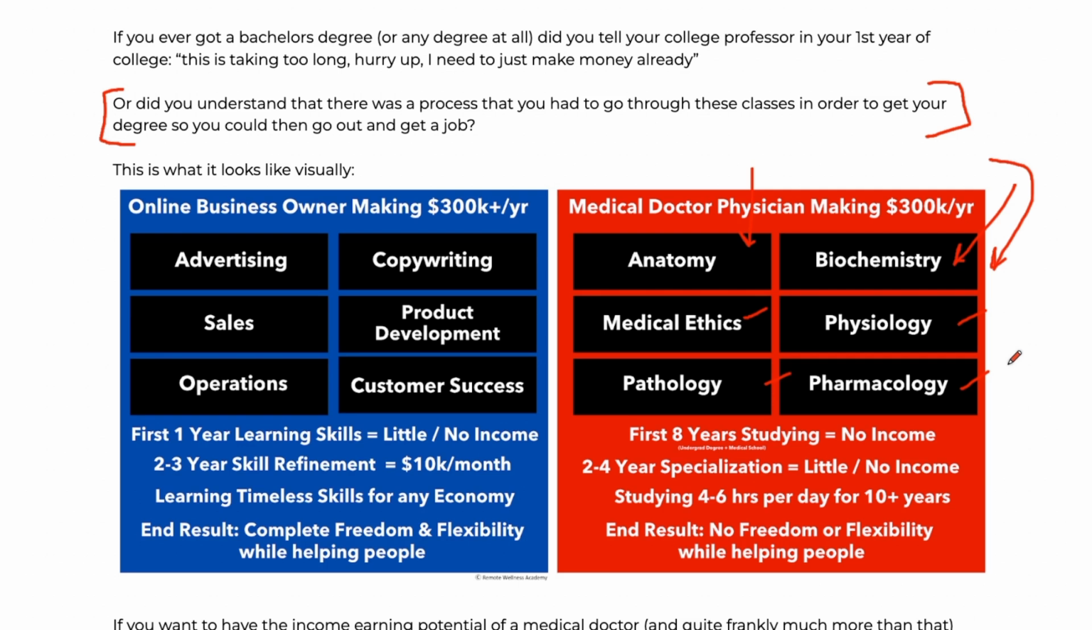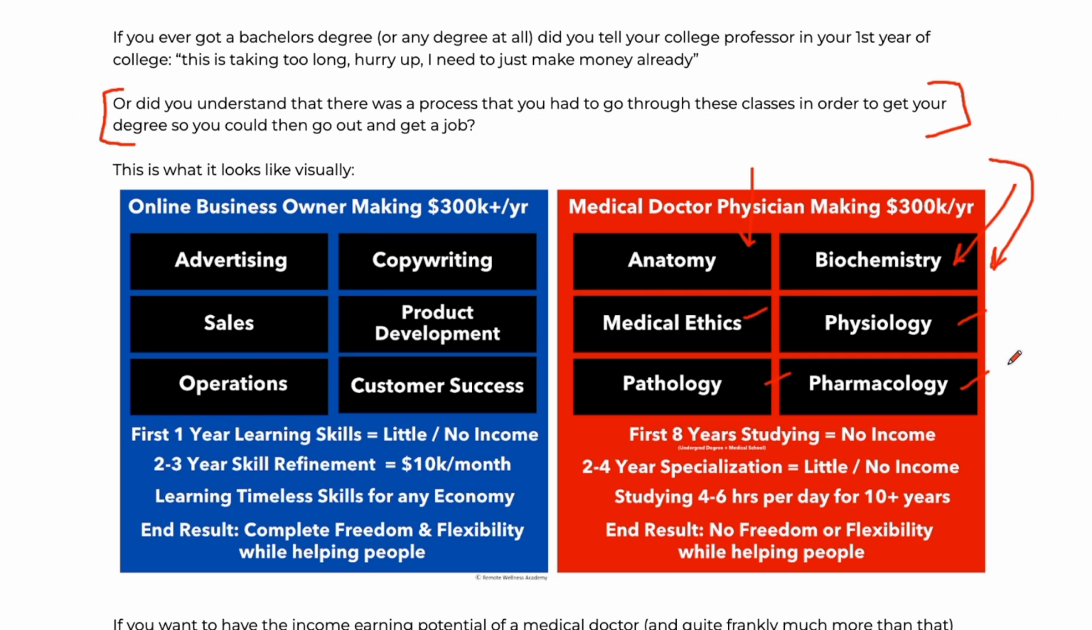And then even when they graduate from medical school, they have this residency, right? Even then, they're not making $300,000 a year. $300,000 a year is typically what somebody who has a specialization, somebody who goes through a fellowship, is able to make after an additional 2 to 4 years of specialization, during which time they're making little to no income as well. And so what's happening is that they're studying 4 to 6 hours per day for 10 plus years in order to become a physician that's able to make $300,000 a year.